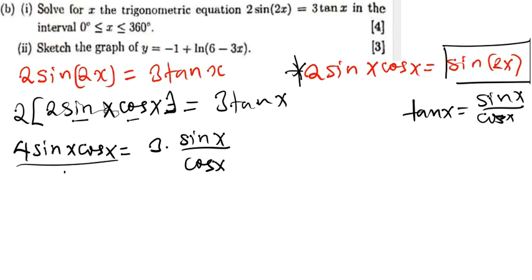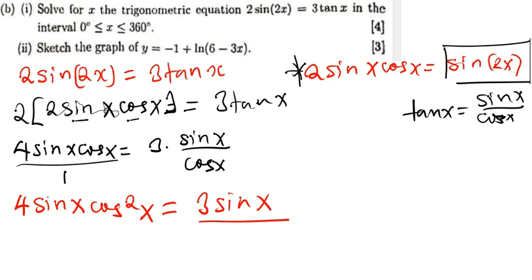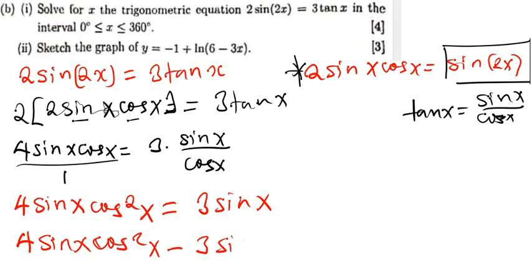You understand? The next thing we are supposed to know is we can cross multiply. If I put 1 here and cross multiply, I'm going to have 4 sine x cos x times cos x, then times 3 sine x. So I'll shift this to the left side: 4 sine x cos squared x minus 3 sine x is equal to 0.